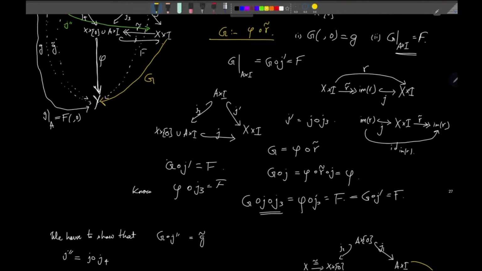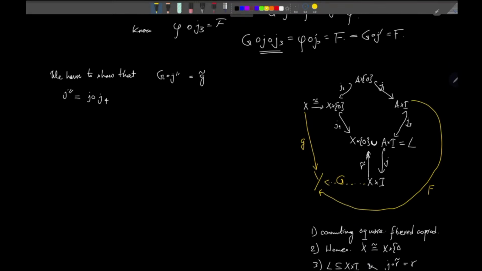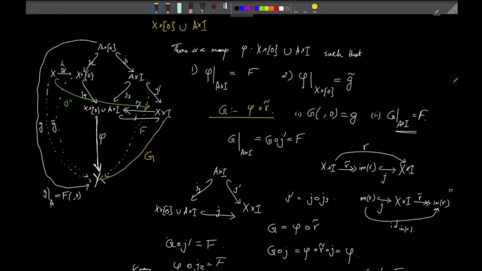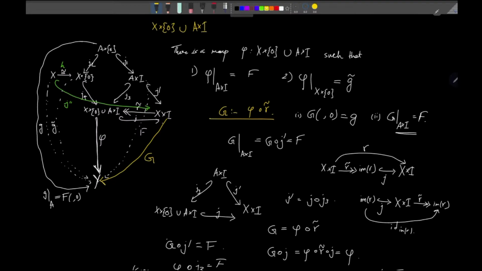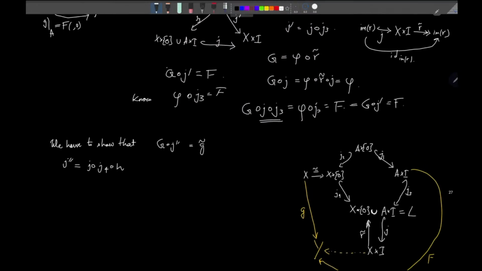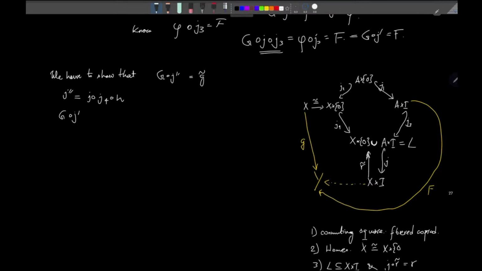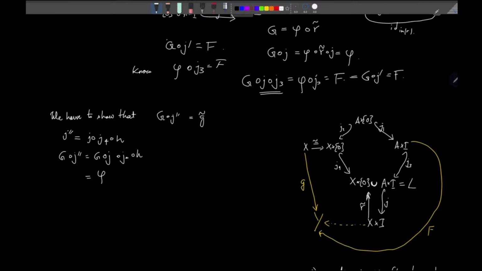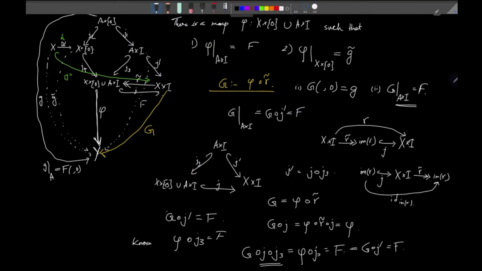Okay, we can continue proving as we were, to show that G composed with J double dash is this G tilde. That is really simple. What is J double dash? J double dash is equal to J composed with J4 composed with that homeomorphism H. Now, G composed with J double dash is G composed with first J, then J4, then the homeomorphism. G composed with J, we know that is equal to phi, composed with J4. Phi composed with J4, what is that?